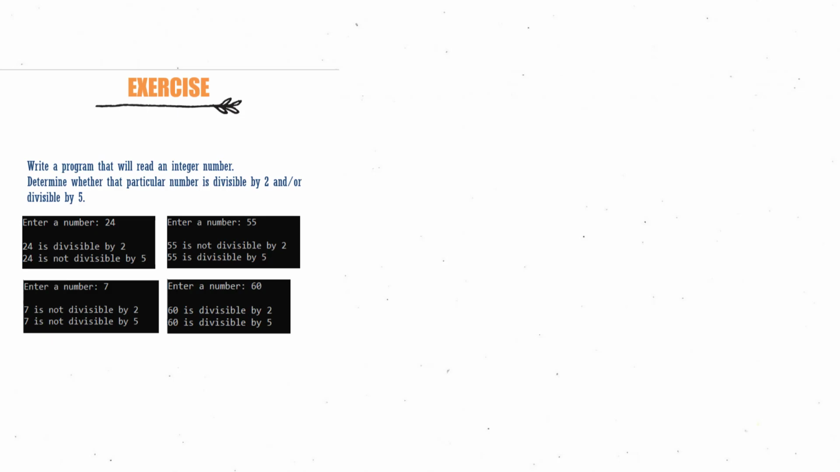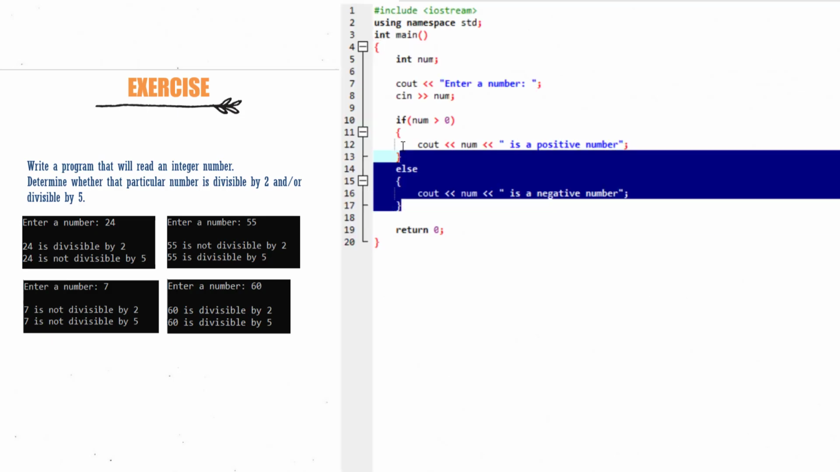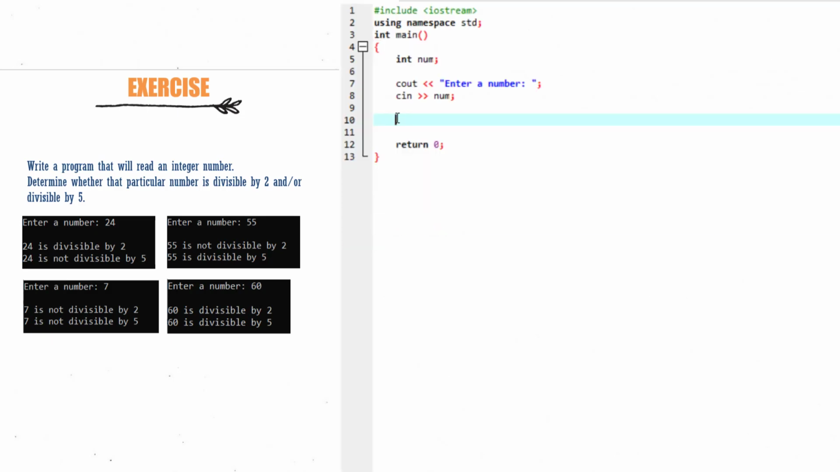So how do we solve this problem? Again, we need a number. So this number comes from the user. So what kind of question can we ask in order to determine whether that number is divisible by 2? Do one by one. Do not complicate things. Answer or solve your problem one by one. So let's do the first one, which would be, how do you find whether a number is divisible by 2?